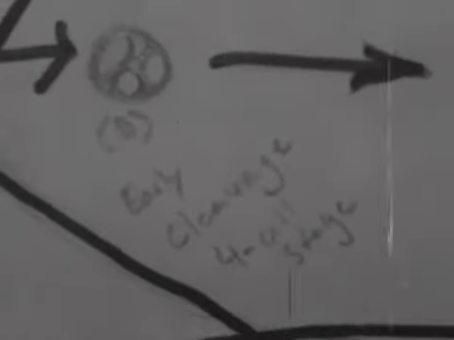Oh, what's this? Early cleavage, fourth cell stage. Oh, it's growing more and more. Oh, hello, Mr. Morula, which is an embryo at an early stage of the embryonic development, consisting of cells in a solid ball contained within the zona pellucida. Now, let's keep going on and see what happens.